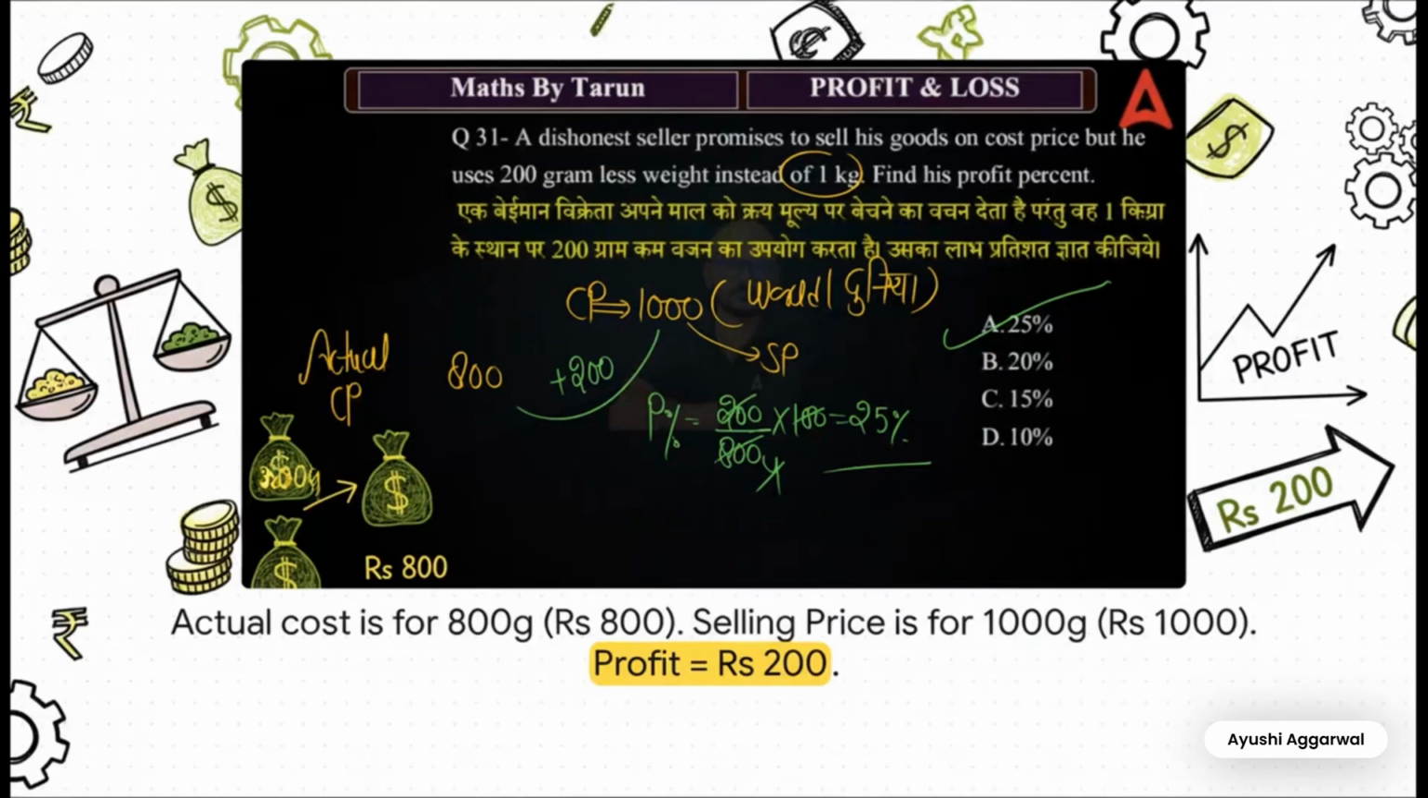Okay, so let's follow the money. Since he only gave the customer 800 grams, what was his actual cost? Well, the money that came out of his pocket was only for 800 grams, so 800 rupees. But what did he charge the customer? He charged them for a full kilogram, which is 1,000 rupees. So think about it. He spent 800 to make 1,000. His profit is 200 rupees.